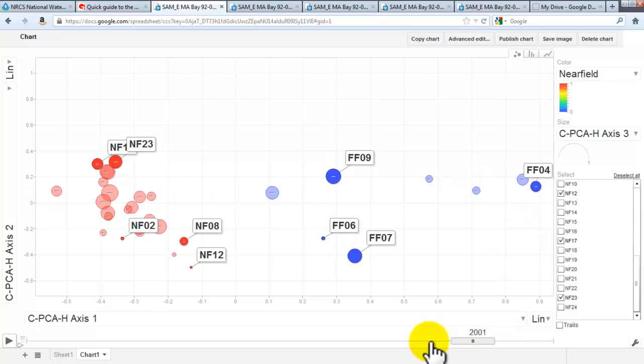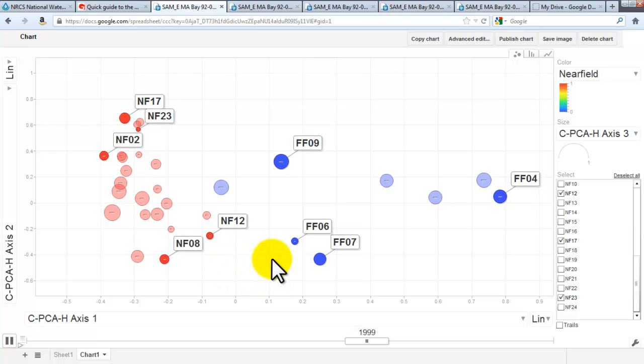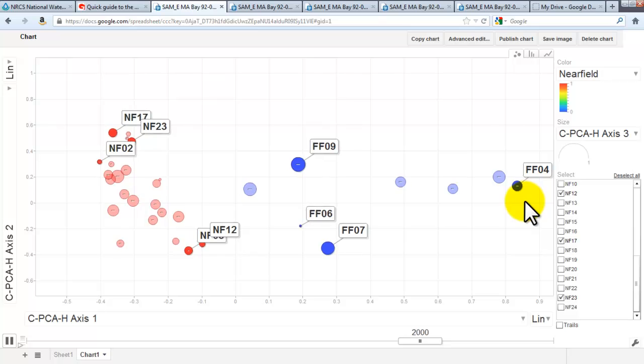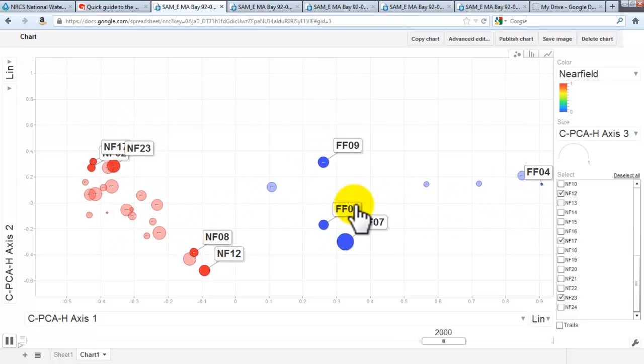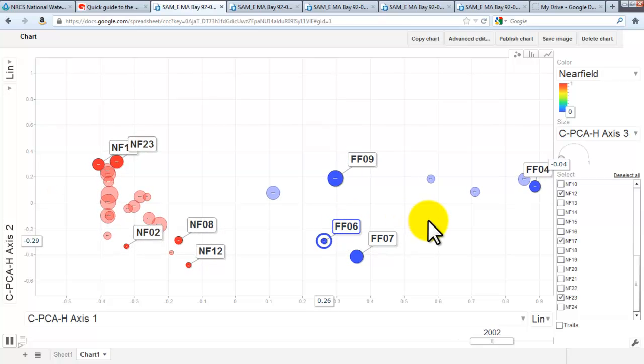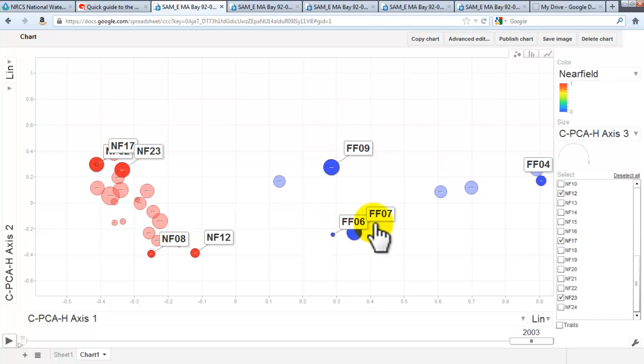Let's go back and take a look at that transition. We'll take it back to about 1999, and then we'll start up the display again. So 1999, 1999, 2000, boom. All of these samples, the differences between the near field and far field got more extreme during that period, between August 2000 and August 2001.